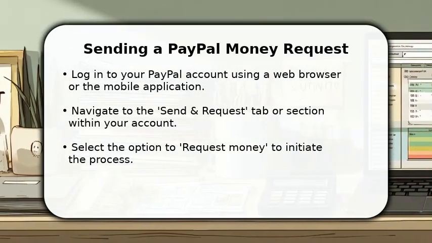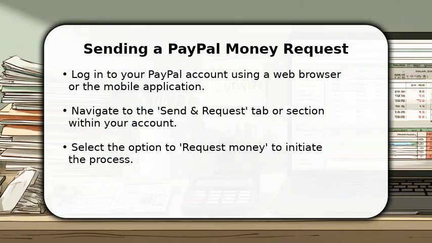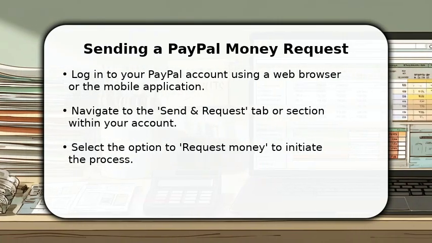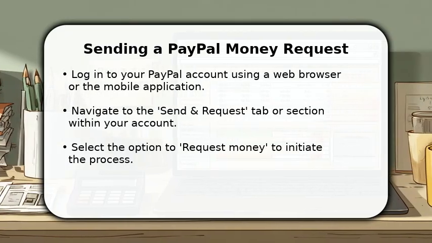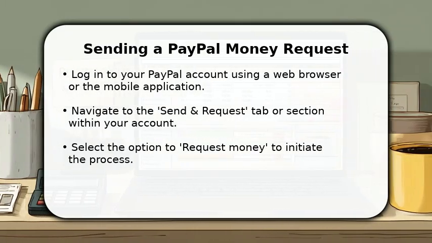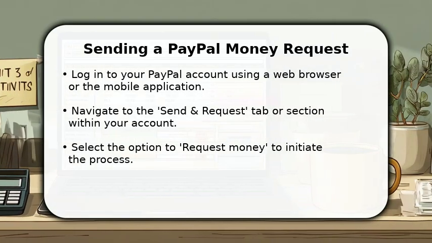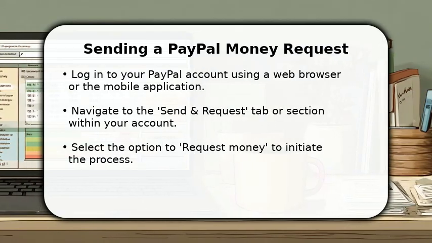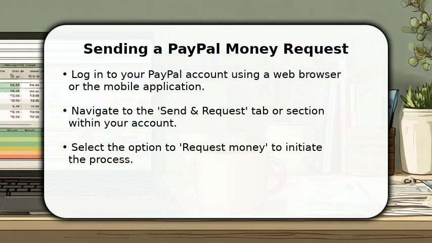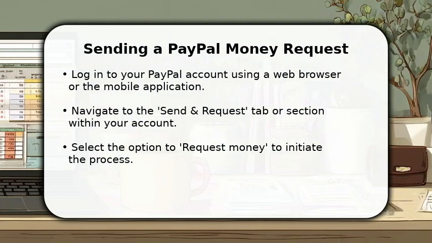In this video, I will explain how to send a PayPal money request. First, you will need to log into your PayPal account, either through your web browser or the convenient mobile application. Once logged in, navigate to the Send and Request tab, which is typically found at the top of the page or within the main menu. From there, simply select the option to request money to begin the process. This initial step sets the foundation for a smooth transaction.